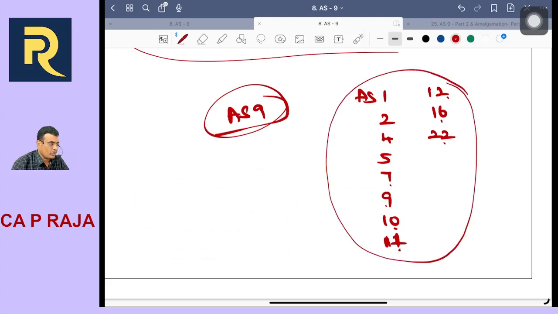So 11 standards are over. So would you please tell me the pending standards?